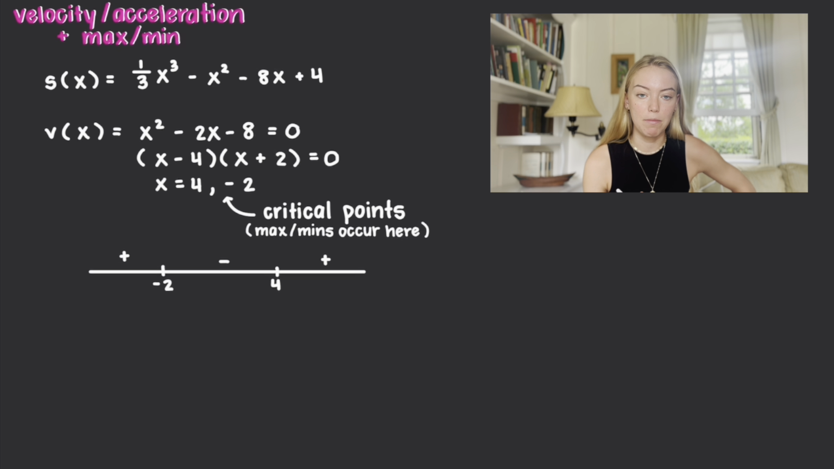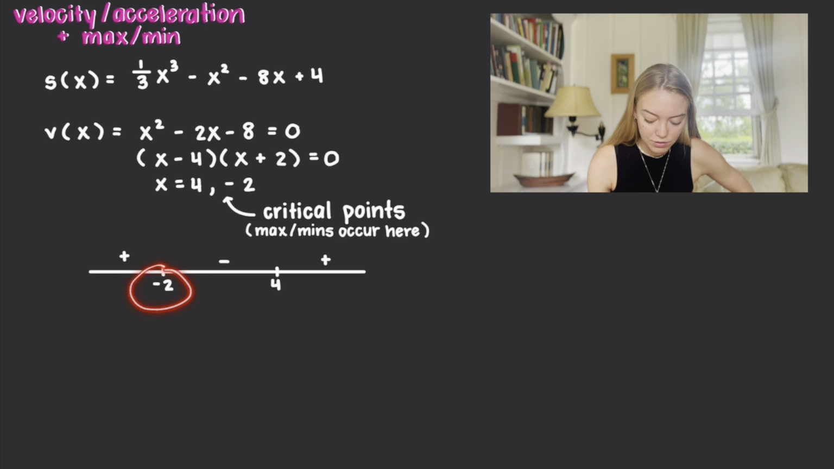Okay, so we're about to talk about max and mins. How can you tell if negative 2 or 4 is the max? Well, you can tell by these sort of like slopes here.